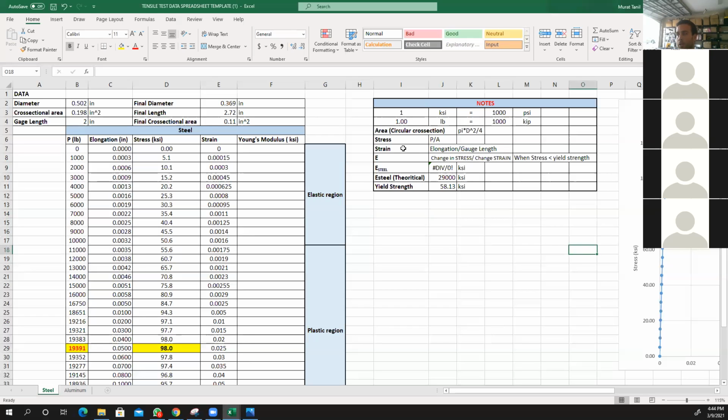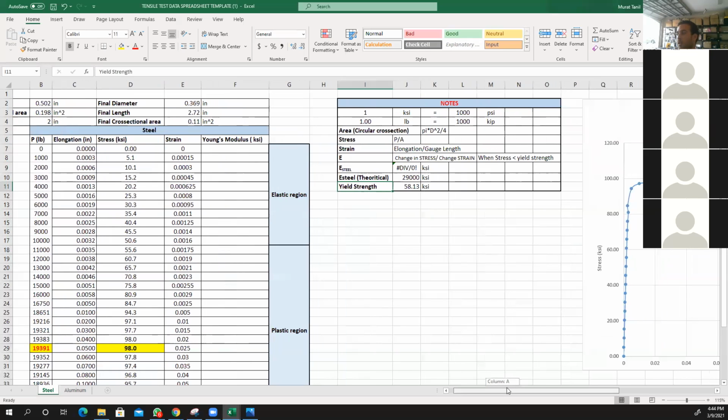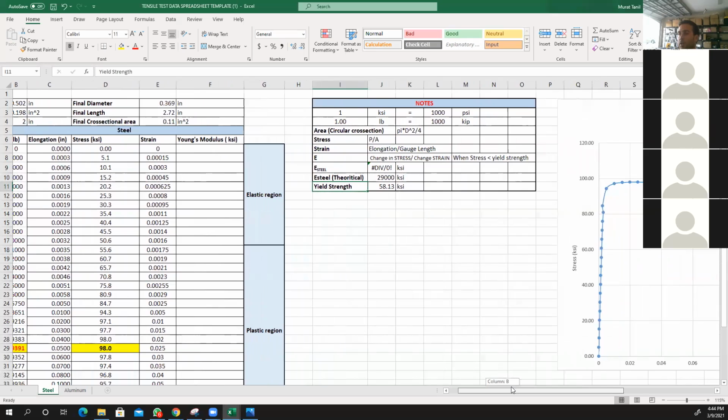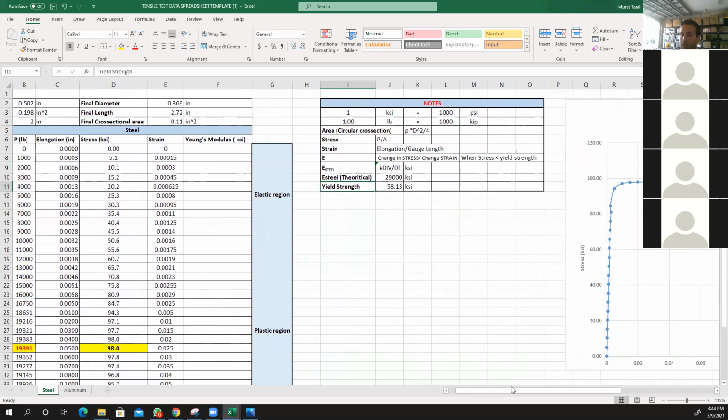So in the theory section of your report, you should define stress, strain, modulus of elasticity, and yield strength. These are definitions. You should define them in the theory section and write down the equations that you are going to use in your calculation.